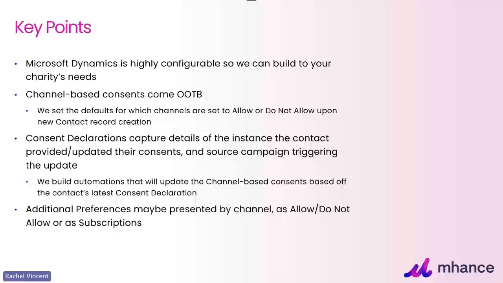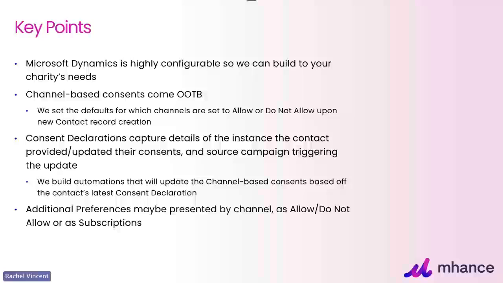So out of the box, we have those channel-based consents, those do not allow fields. And what we can do is we can set the defaults of those. So it might be after soft opt-in comes into force that we change the default for email, SMS, and social media when you create a new contact. So it's probably likely that if you use those fields now, you create a new contact, those fields will all automatically set to do not allow. What we can do is have those automatically set to allow without anyone needing to change it, unless that first contact would not constitute a positive action.